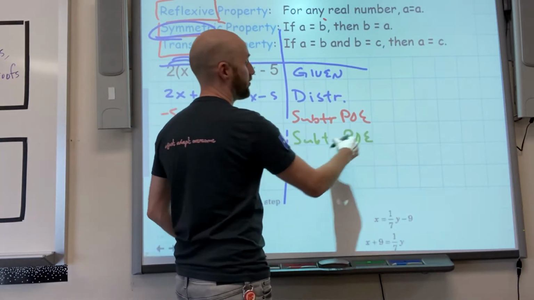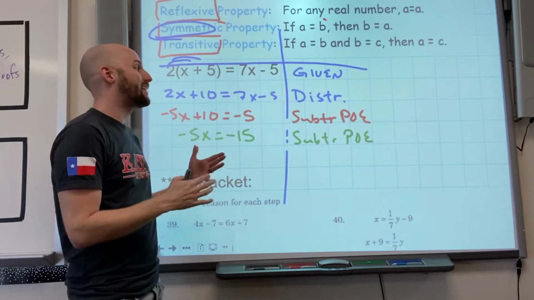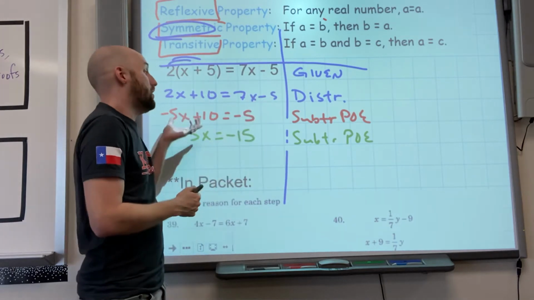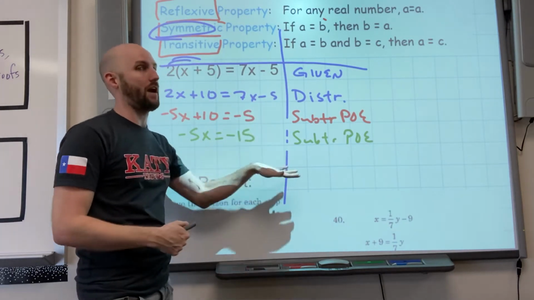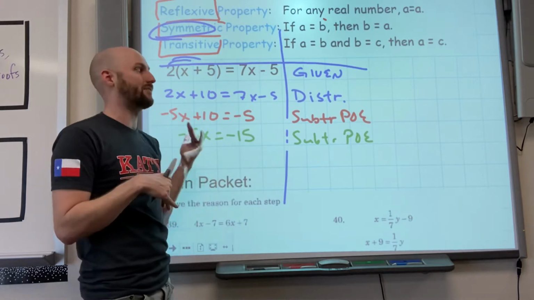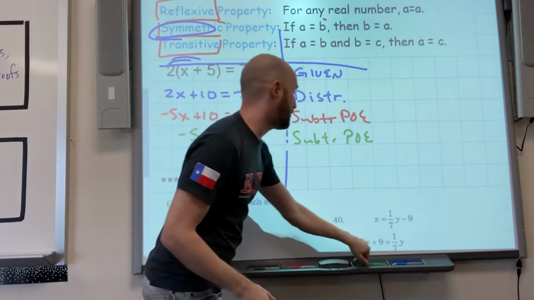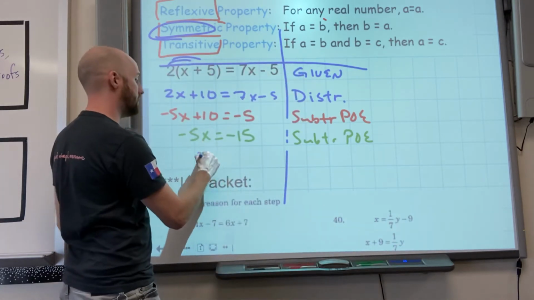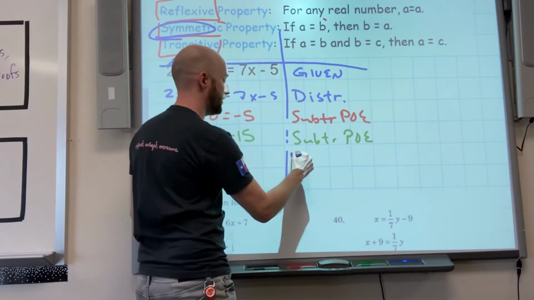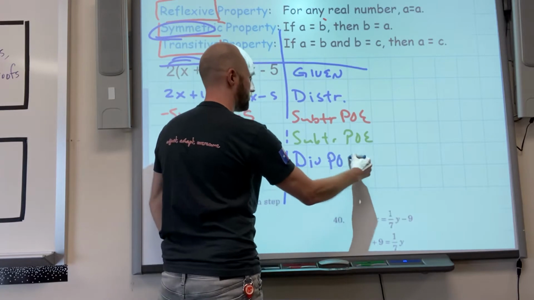Subtract POE. So in the last one you notice it ended up being adding because I moved that this way. For this version of it, that is subtraction. I know it seems silly, but if I added versus subtracting, that's what I'm going to write down. Then I would divide both sides by negative 5 and get x equals 3. So I divided both sides.